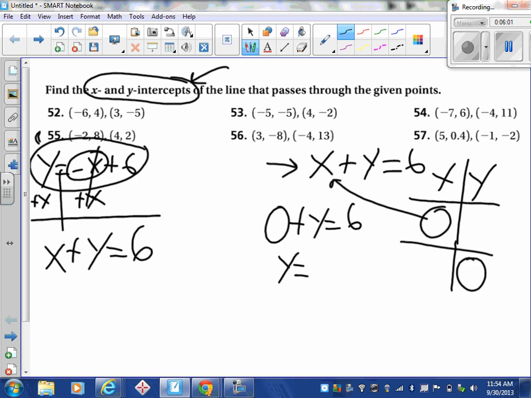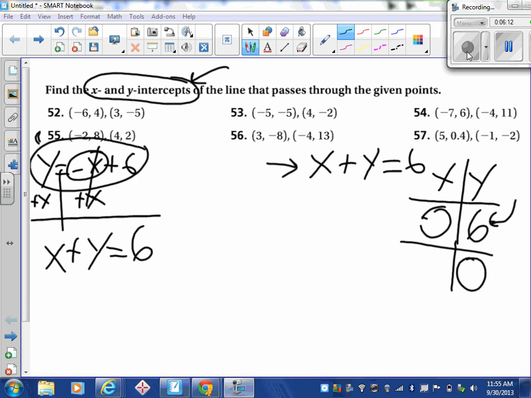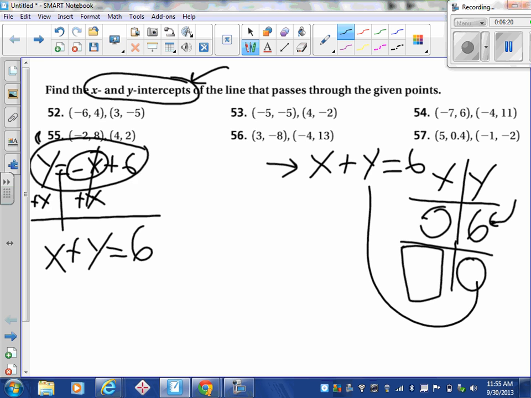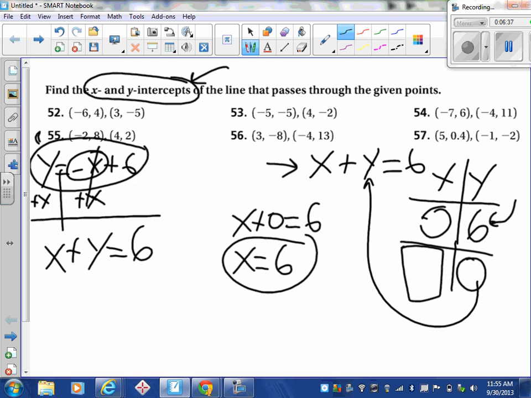And that tells me that y equals 6 because I don't need that 0 right there. So my y-intercept is 6. Now I want to find what number goes here, which is my x-intercept. So I take the y, and I plug 0 into there. So I'm going to get x plus 0 equals 6. And then I end up with x equals 6 as my x-intercept.